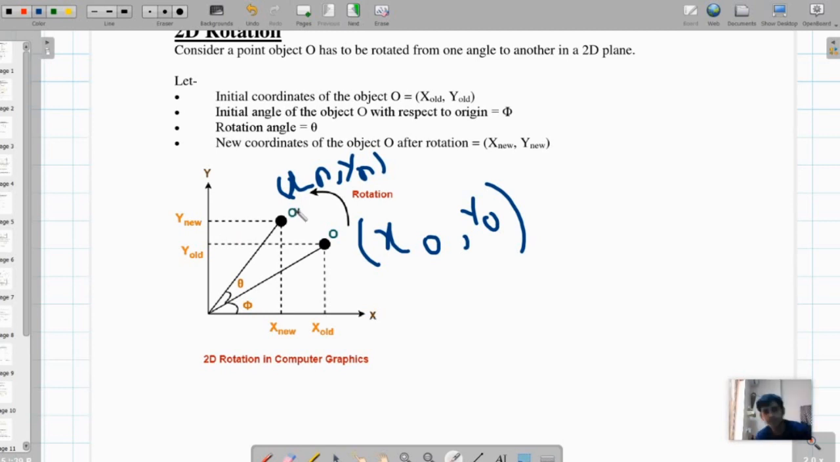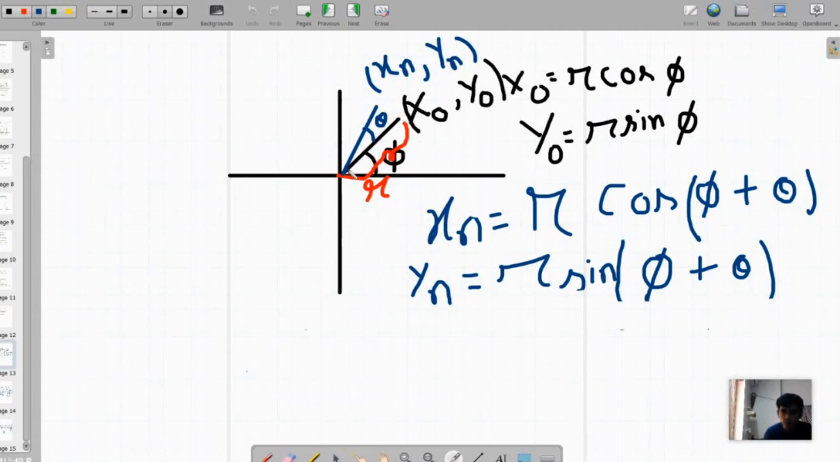Now let me try to figure out how we can derive the mathematical equation for this. The distance of the point from the origin is r. From mathematical concepts you can define this x old and y old in terms of r and phi in parametric form. If you do this, then x old becomes equal to r cos phi and y old becomes equal to r sin phi, right?